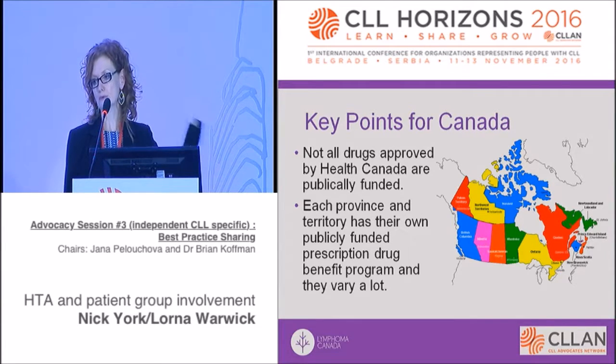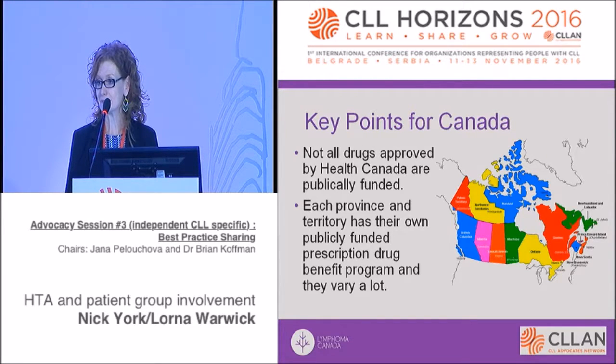If you live on the western side of the country, those other provinces shown there, in that case, it is covered. So, you know, if you get put on ibrutinib, for instance, you could get that drug covered by the government. If you're living on the other side of the country, you need to pay for it or find some other mechanism to pay for your drug. This comes into play a lot.